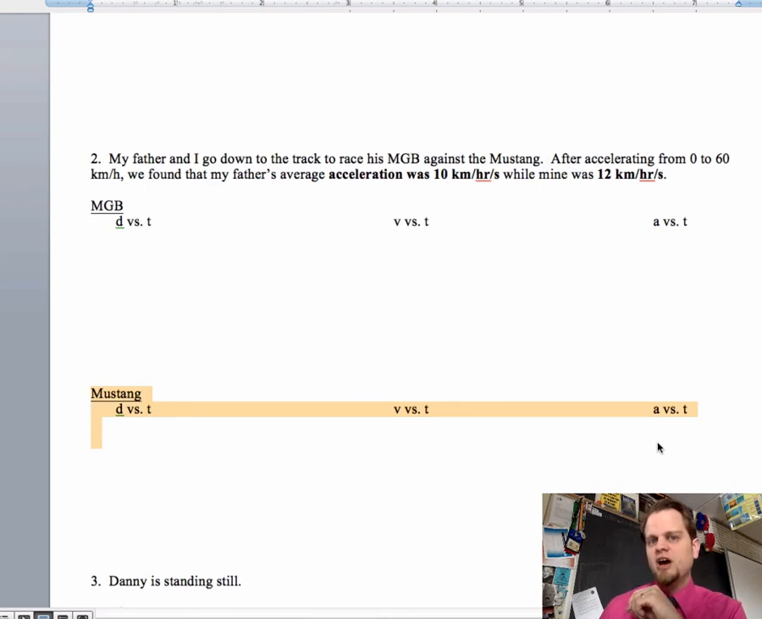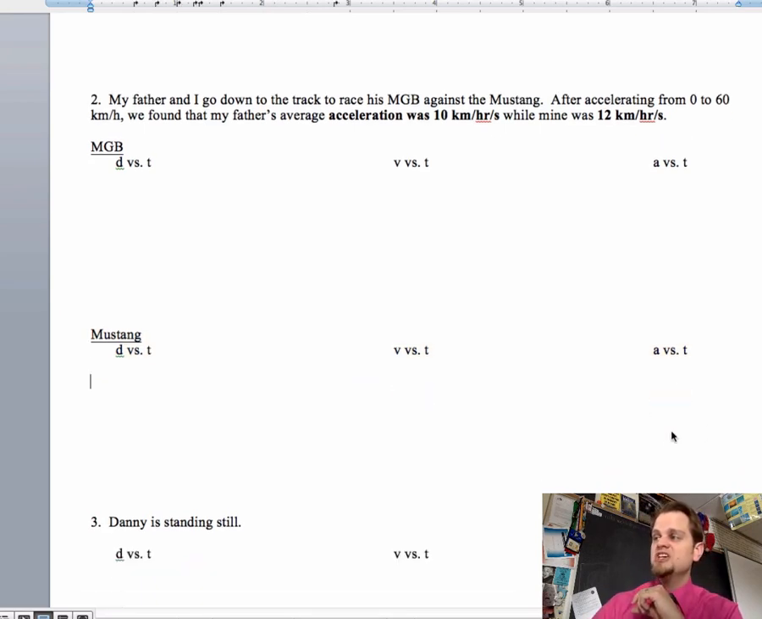See, the Mustang one has a higher acceleration. And so the acceleration graph for this one should look slightly different than the one for the MGB. So, same thing for the velocity graph. The velocity graph for the Mustang should look a little different than the MGB. Same for the distance. It should look a little bit different, and that's what I want to see. I want to know that you can tell the difference between the two.